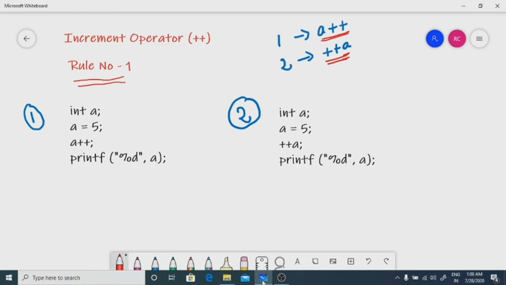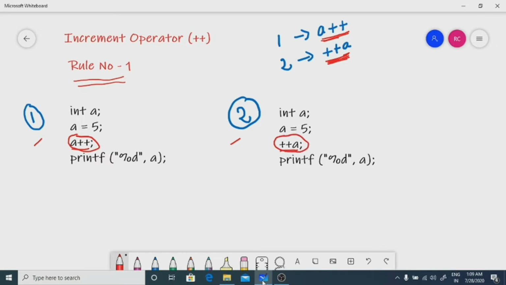So, what is the concept of post increment? Post increment means first use the value, then increment. Pre increment means first increment and then use the value. But you should not apply the concept of post increment and pre increment in some cases. If you observe program number 1 and program number 2, A plus plus, plus plus A, normally we tend to apply the rule of post increment and pre increment. But if you observe, A is independent here. There is no other variable associated with A. Here also, A is independent.